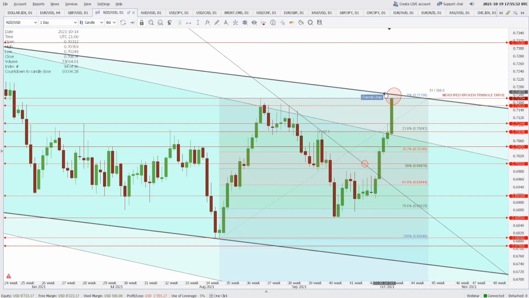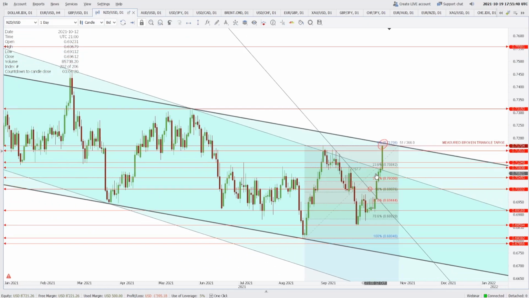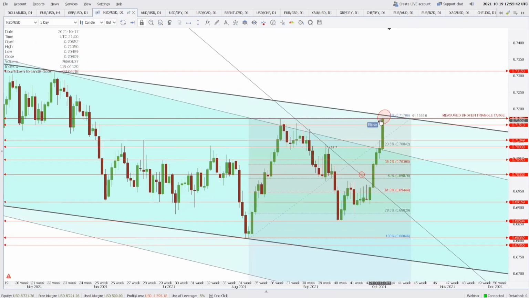One is this falling channel's resistance line, which is sitting at around 0.7180, and right now the price is trading at 0.7170. So if the sellers want, they may emerge here as fresh sellers and push the prices down. Okay, this is just my opinion, that there is a possibility that a lot of sellers will emerge here and push the price down, but to what extent, that I'm not sure right now.